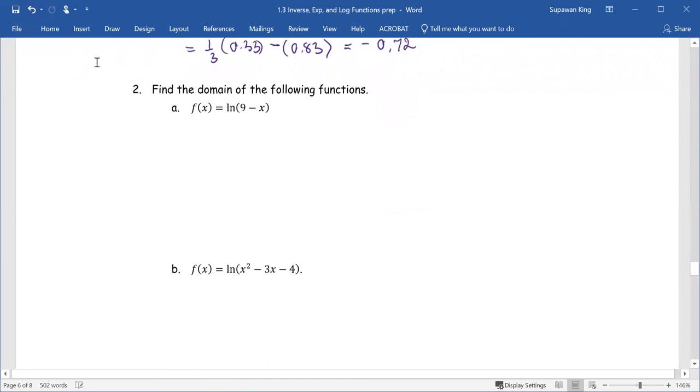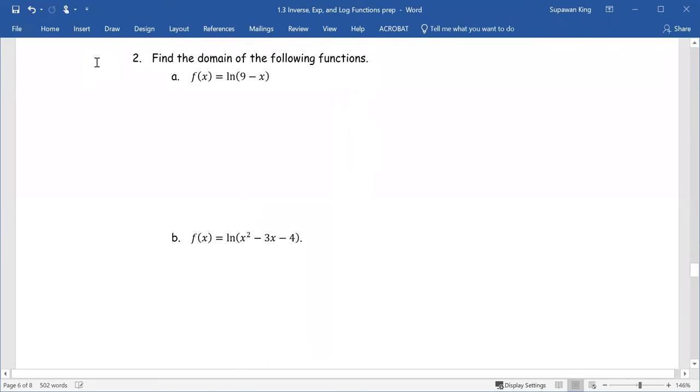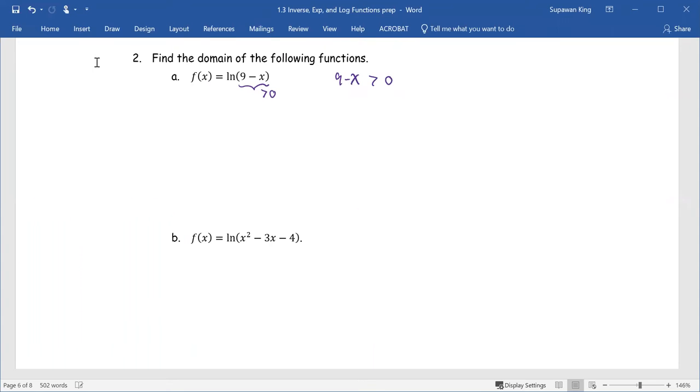Next, find the domain of the following function. The natural log function is defined where the expression is greater than 0. Therefore, we set up 9 minus x greater than 0. We get x is less than 9. The domain of this function is the set of x such that x is less than 9, or writing in interval notation, negative infinity to 9.